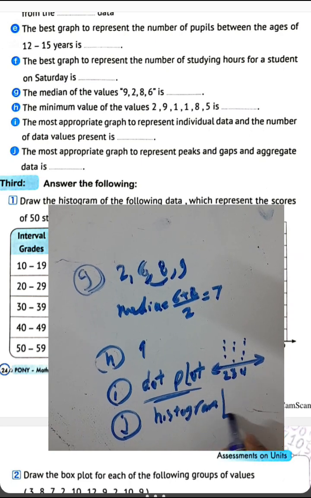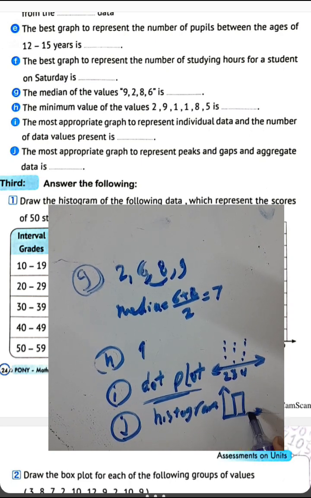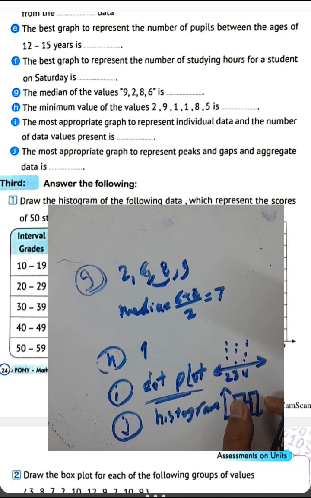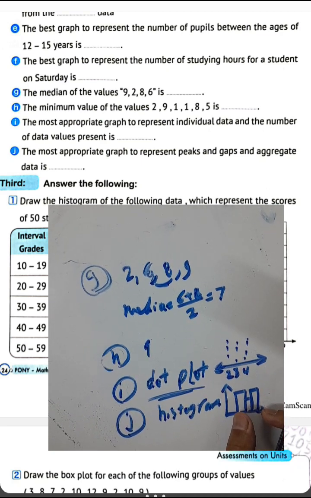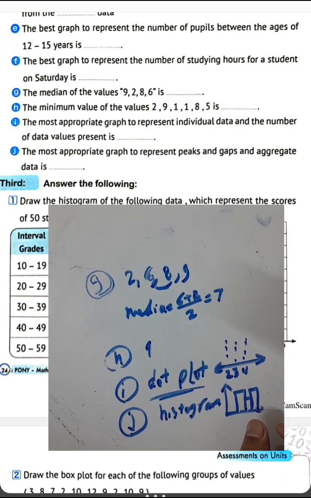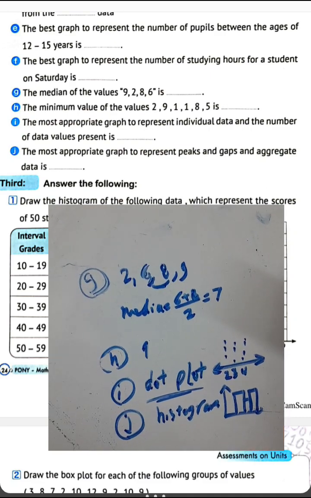We have a lot of bars here and they will be touching. We haven't any space between all bars here. Okay.